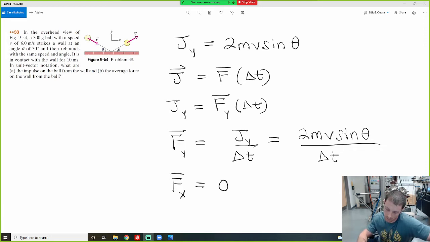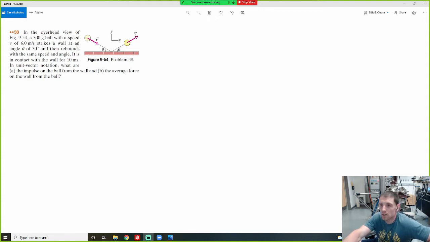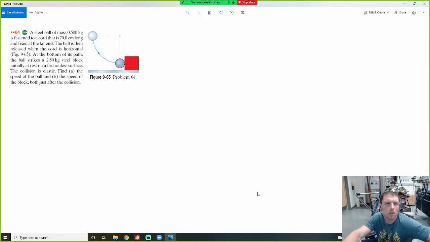Okay, so I'm going to clear my screen here, and let's move on to the next one. This is number 64, also from chapter 9. A steel ball of mass ½ kilogram is fastened to a cord that is 70 centimeters long and fixed at the far end. The ball is then released when the cord is horizontal. At the bottom of its path, the ball strikes a 2.5 kilogram steel block initially at rest on a frictionless surface. The collision is elastic.